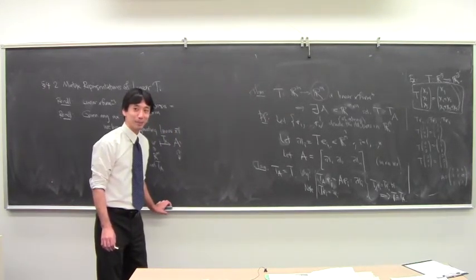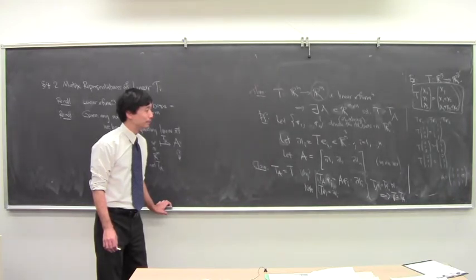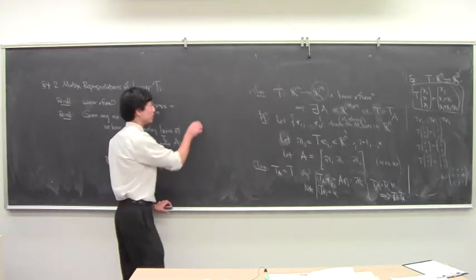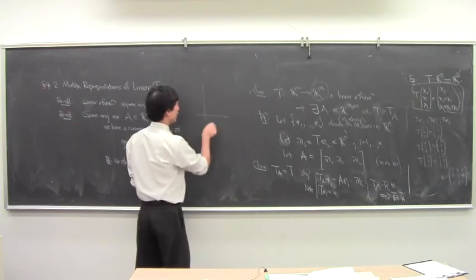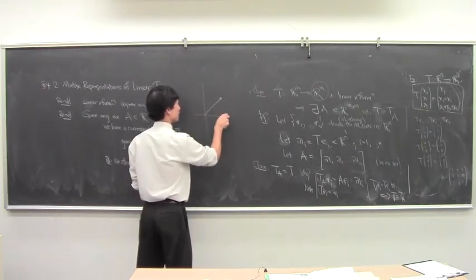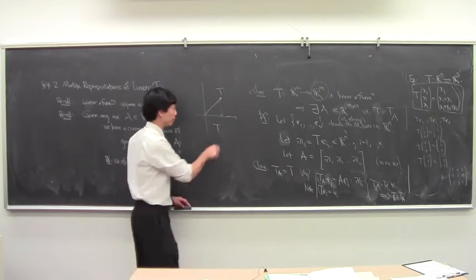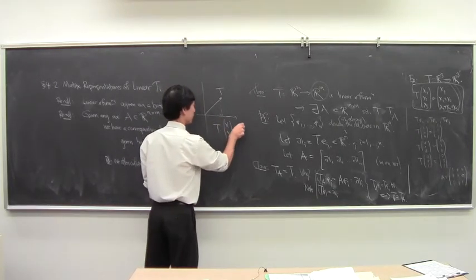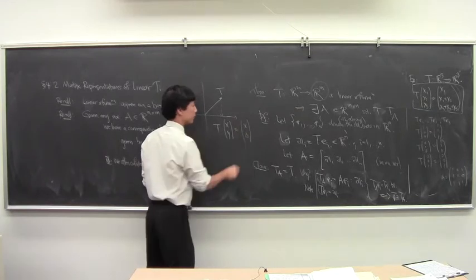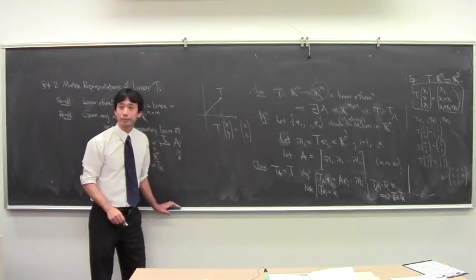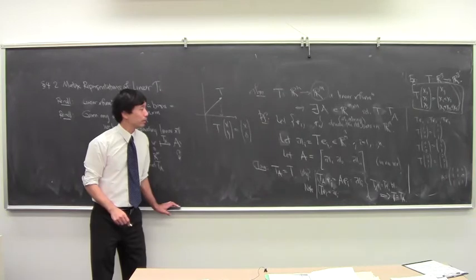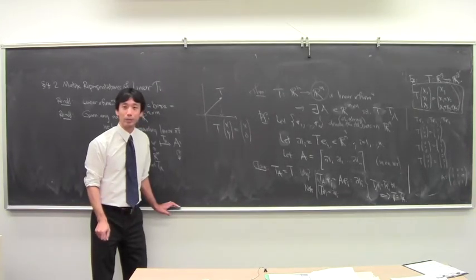Let's do one more example. A simple, easy example: projection onto the x-axis. So here's your linear transformation. It projects onto the x-axis. So T of (x, y) is (x, 0). Tell me what the matrix is; work out the matrix representation.